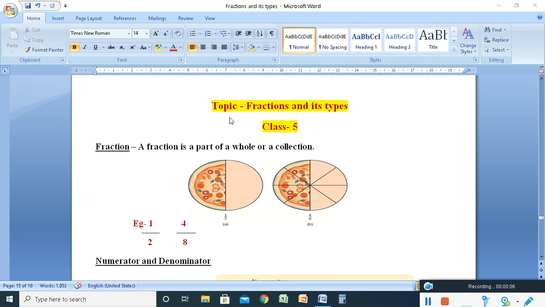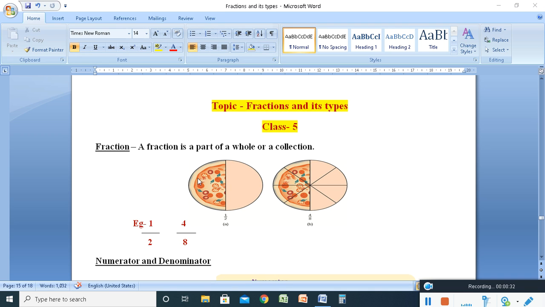So today's topic is fractions and its types for class 5. In this video, I'm going to talk about what a fraction is and what the types of fractions are. First we'll see the definition of a fraction. A fraction is a part of a whole collection. That is, a fraction is a selected part divided by the whole part.